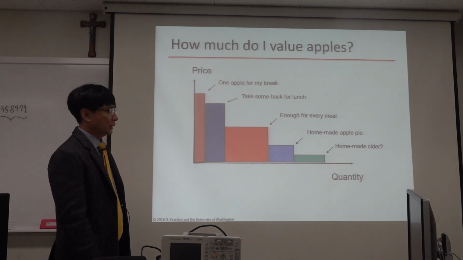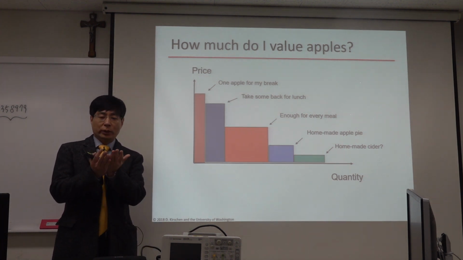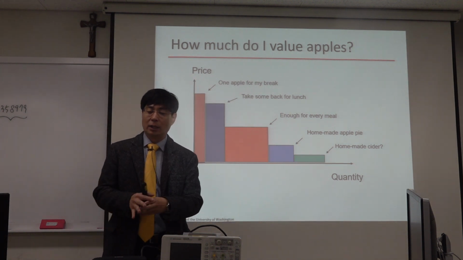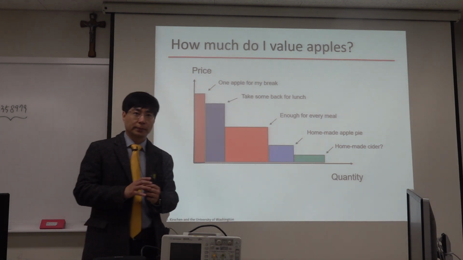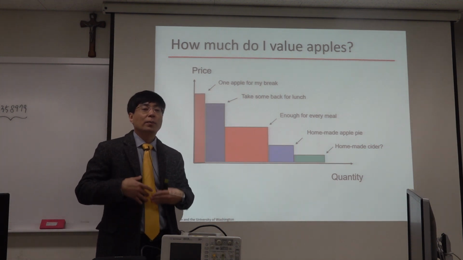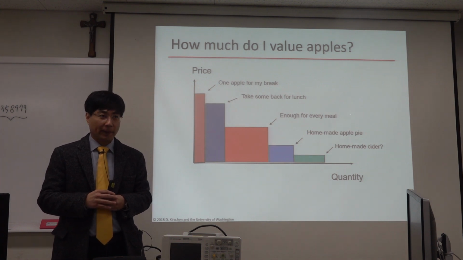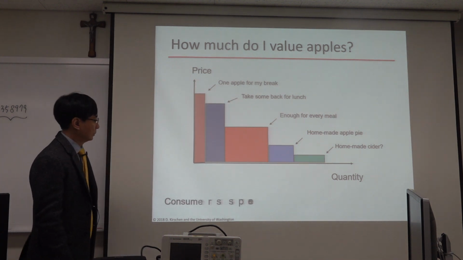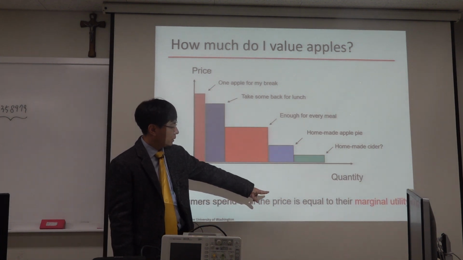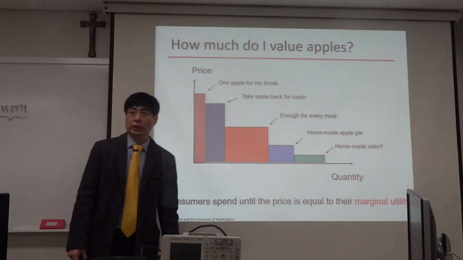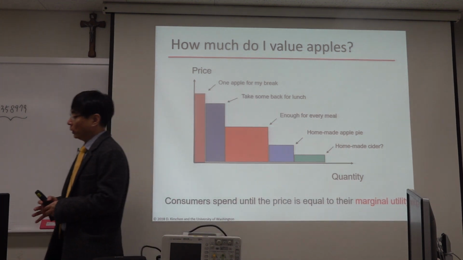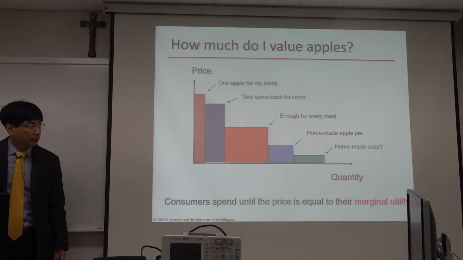Is this clear to you? If not, you need to read the textbook. Okay? What I want to say is, even though we have 10 apples here, each apple has a different value for you. So when the seller changes the price, you need to decide how many apples you need to buy. Okay? So consumers spend until the price is equal to their marginal utility. So please remember this terminology, marginal utility. We will use that terminology a lot in this course.